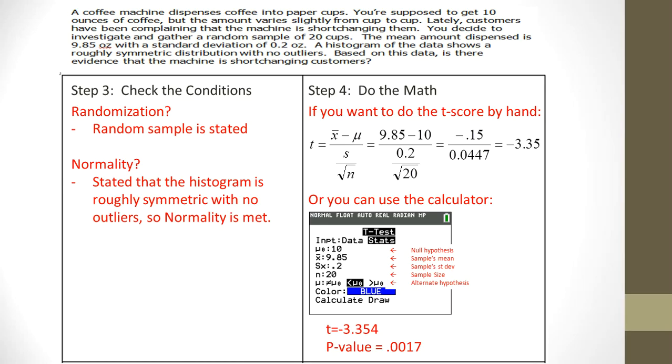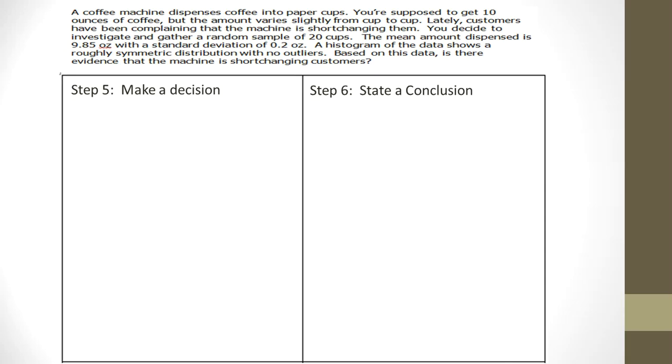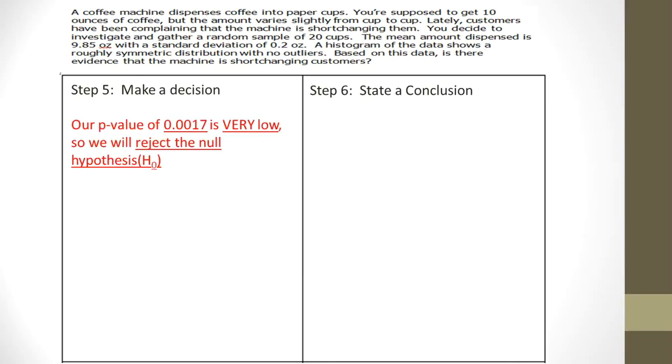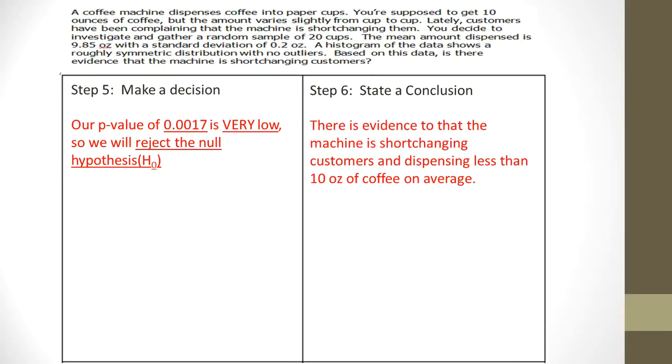That p-value is what we're going to use to make a decision. So step 5, we're going to make a decision based on the p-value of 0.0017. That is a very low p-value, so we will reject the null hypothesis H sub 0. If we reject the null hypothesis, that means that we're going with the alternate. We believe that there is evidence that the machine is shortchanging customers and dispensing less than 10 ounces of coffee on average.